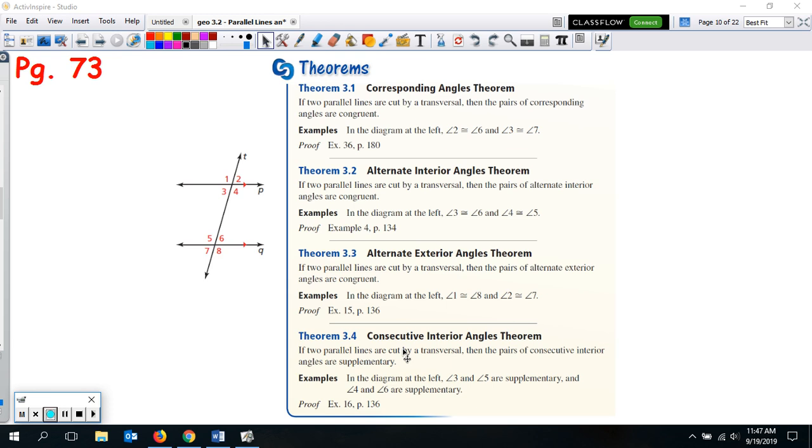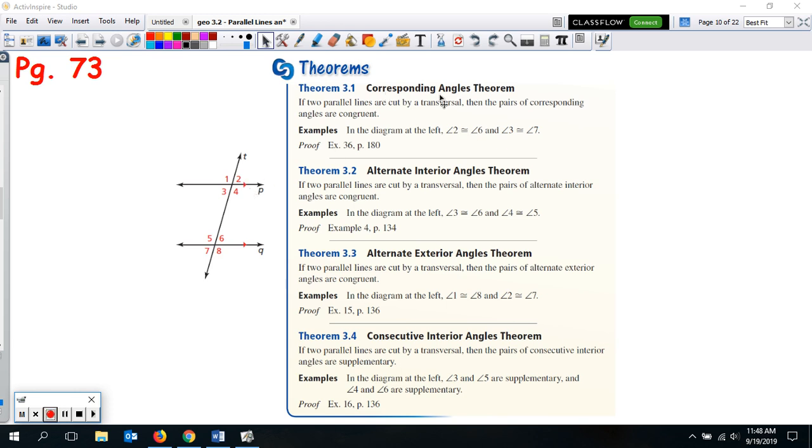But now what we're going to see is there are special properties if the lines that this transversal goes through are parallel lines. As you can see on our diagram, those little red arrows show us that these two lines, P and Q, are parallel to each other. So that's what it's now going to say here for corresponding angles. If two parallel lines are cut by a transversal, which we have here on this diagram, then we can conclude some things about these relationships.